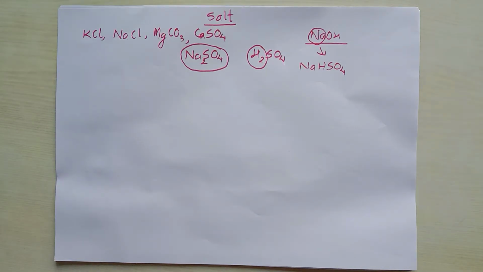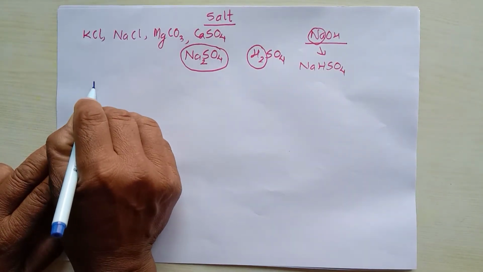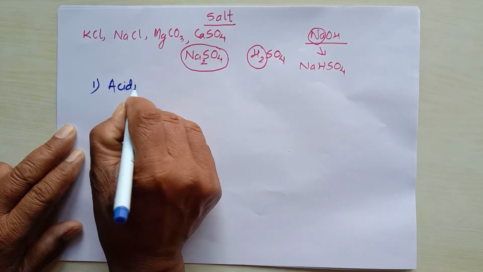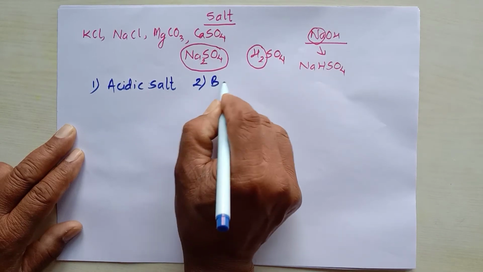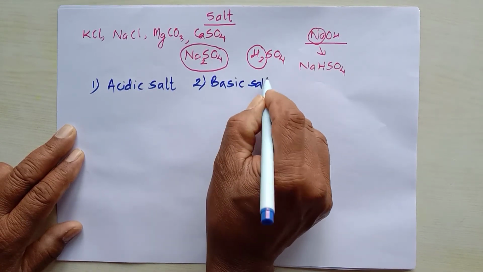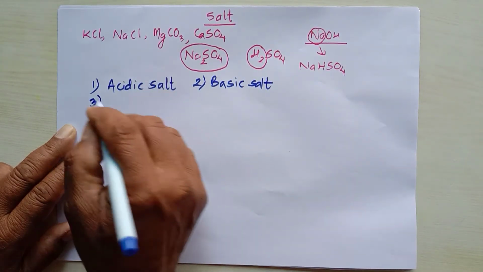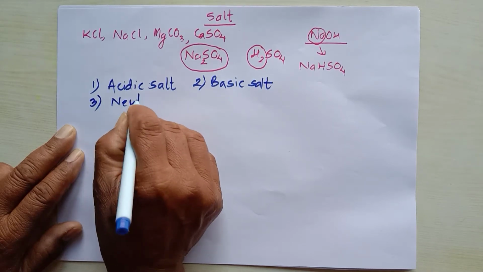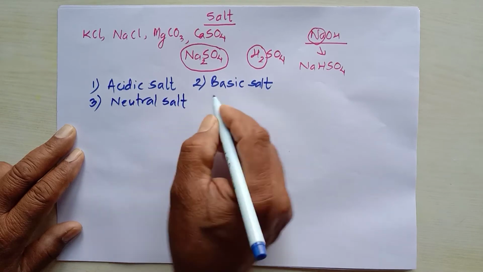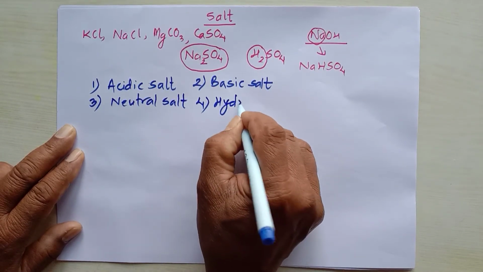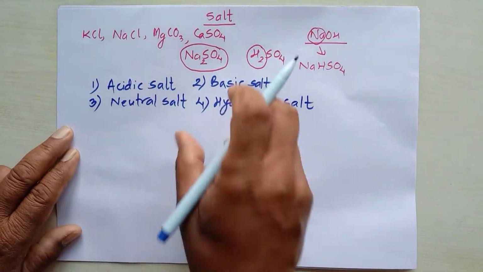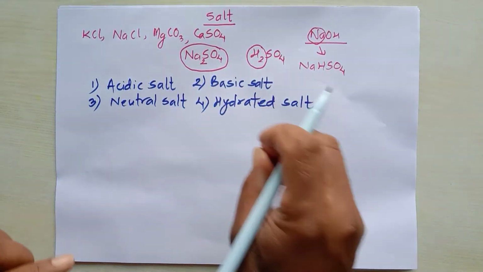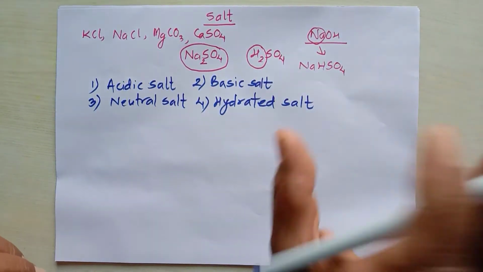Now I want to mention there are four basic types of salt. We can say that there are four types of salt. They are: number one, acidic salt, and number two, basic salt, and number three, neutral salt, and number four, hydrated salt. Let's talk about them in detail. I mean to say, I just want to give you the introduction, and detail cannot be taken in this small class. We'll talk in detail in other classes.